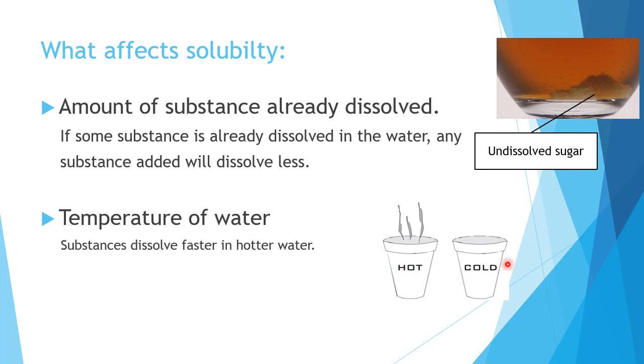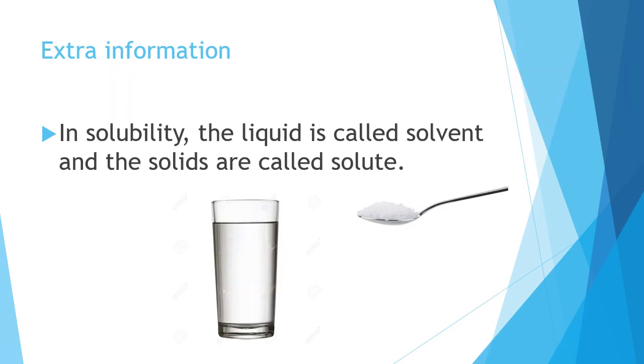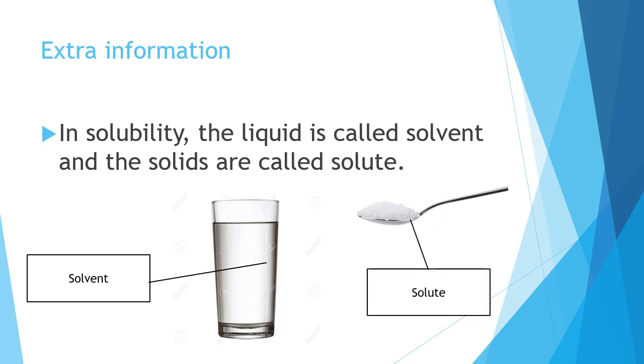Here we have hot, here we have cold. Usually if you add sugar to the hot water, it dissolves faster than if you add the same sugar to the cold water. So substances dissolve faster in hot water, and slower in cold water. Any extra information, you don't need to really remember this, but teacher tells you just in case it has come out in exams. In solubility, the liquid, so any water, is called solvent. And the solids are called solute. Just extra information.